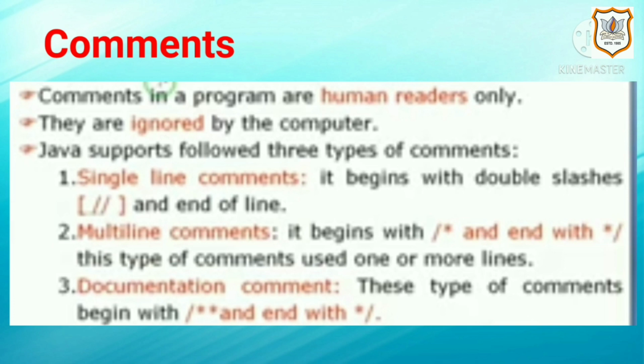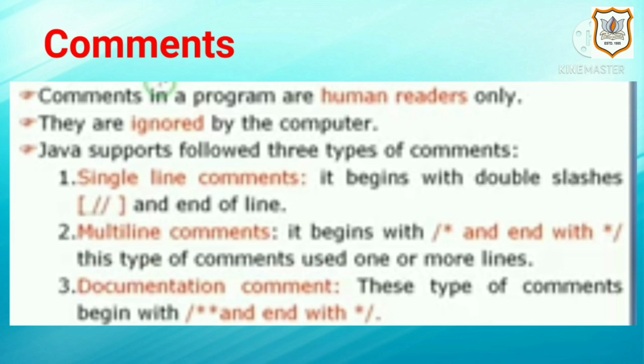Java supports three types of comments. First one is a single line comment. A single line comment begins with a double slash and extends till the end of a line. Second one is a multi-line comment. A multi-line comment begins with a slash and asterisk sign and ends with an asterisk and slash sign. This type of comment is usually used when we have more than one line of comments.